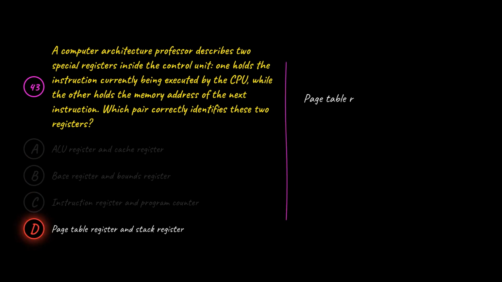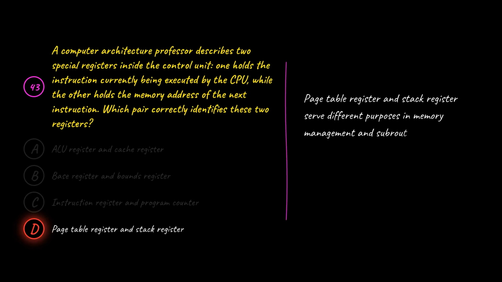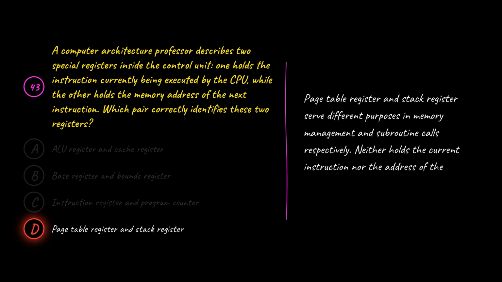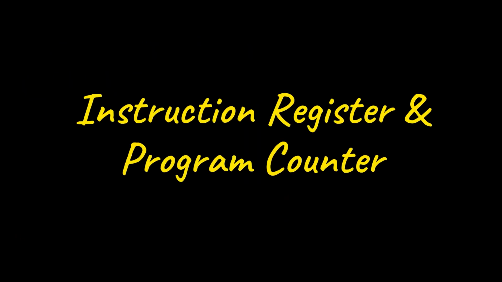D is wrong because page table register and stack register serve different purposes in memory management and subroutine calls respectively. Neither holds the current instruction nor the address of the next instruction the way the IR and PC do. Inside every processor's control unit, two special registers work together to keep instructions running in the correct order. Understanding their distinct roles is the key to this concept.